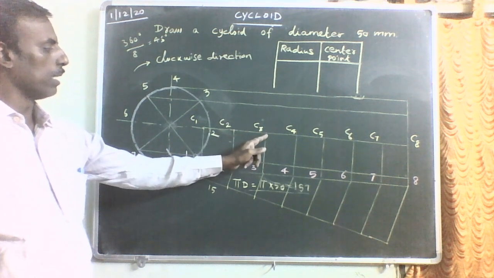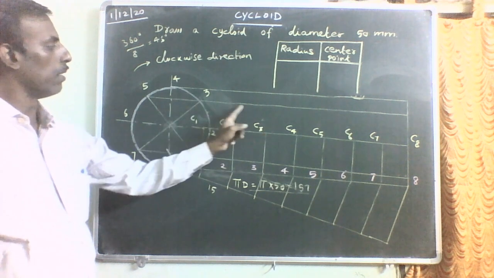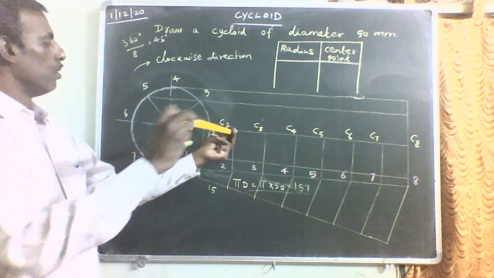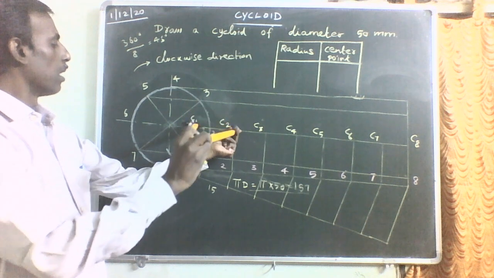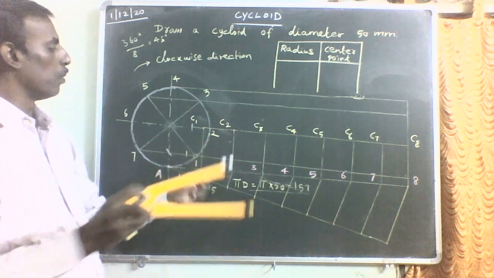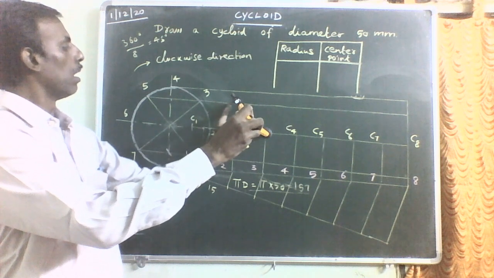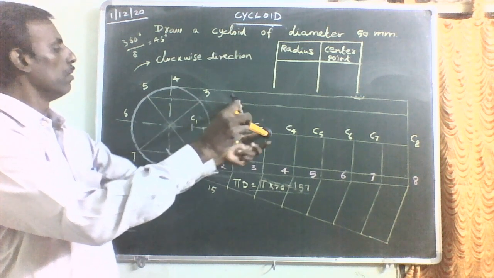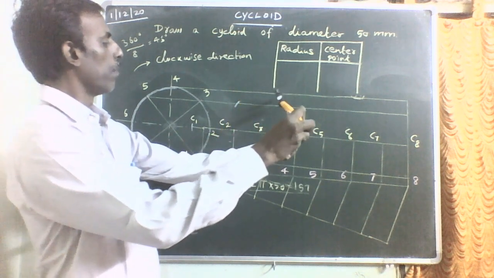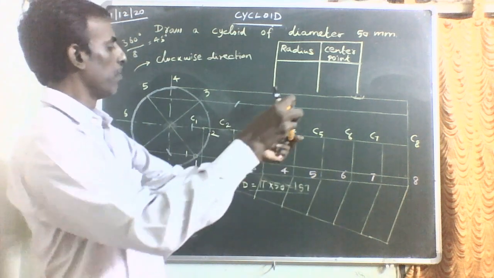Then center point will be C3. With the radius of the circle, draw the arc on the horizontal line passing through division point 3. Likewise, you have to construct the arcs. With the center point C2, draw the arc on the horizontal line passing through division point 2. Then with the center point C4, draw the arc on the horizontal line passing through 4.